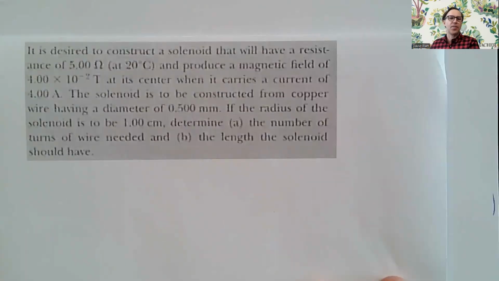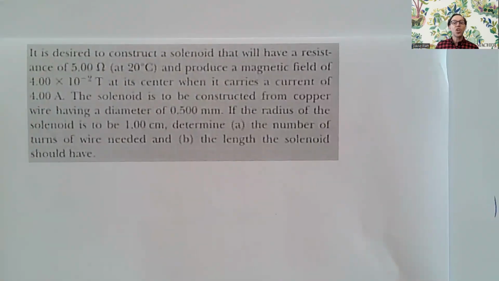It is desired, we want a solenoid, lots and lots and lots of loops of current carrying wire that will have a resistance of 5 ohms. Well, that makes sense. A solenoid is a lot of coiled wire, and wire has a resistance. So they've told us the resistance is 5 ohms. And we want it to produce a magnetic field inside of 4 times 10 to the minus 2 Tesla when it carries a current of 4 amps. Boy, that's a lot to hold in our heads. Don't worry, I'm going to draw a picture.